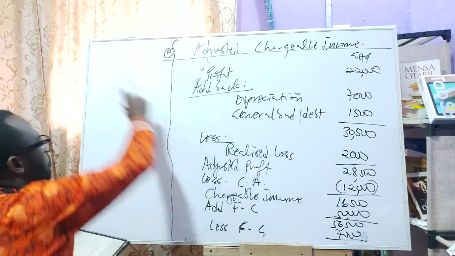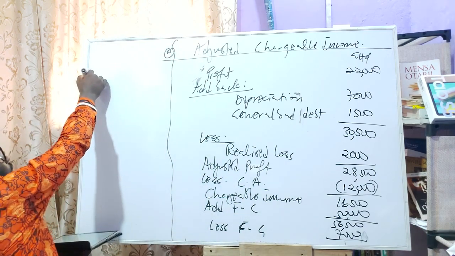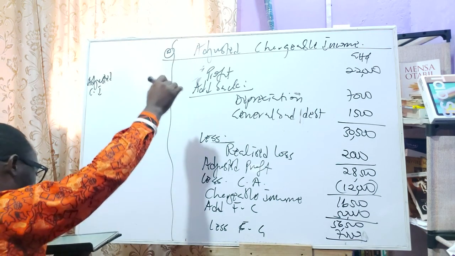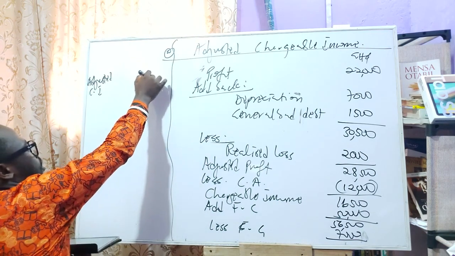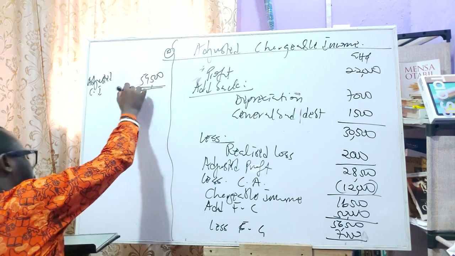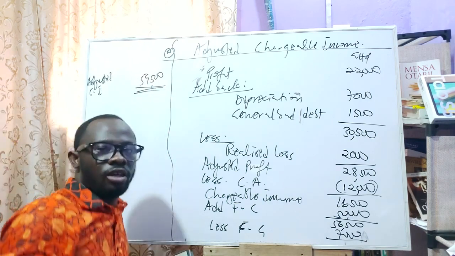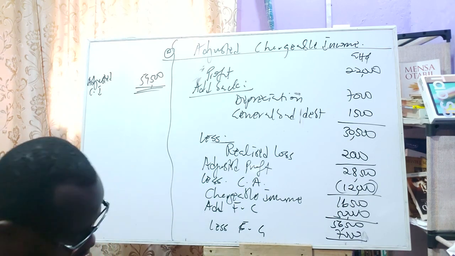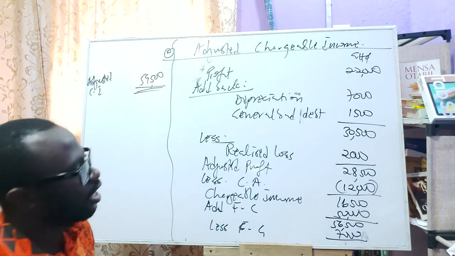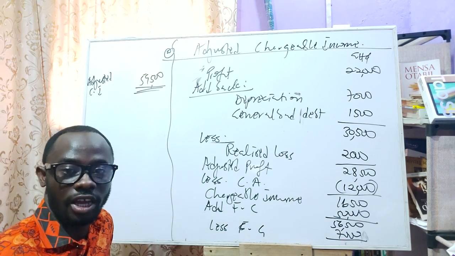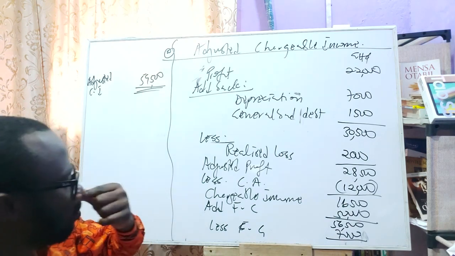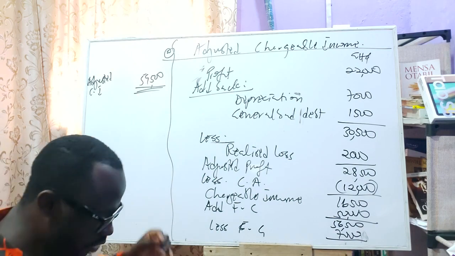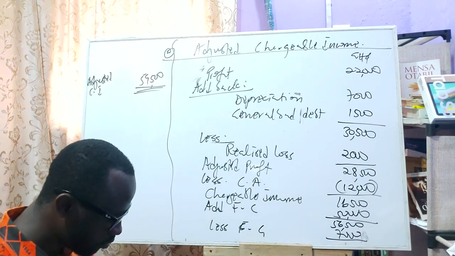Okay, because of space, I'm going to write that here. So the adjusted chargeable income is going to be 59,500. So that's the first thing we do in the determination of how we look at the financial cost or financial gain that will be allowed for tax purposes. So you see the various adjustments that we did in relation to that.